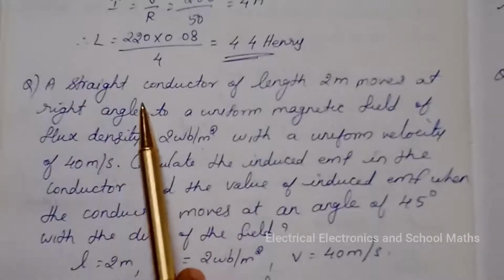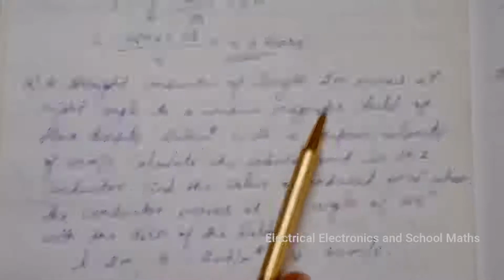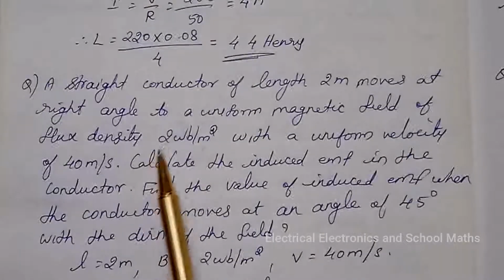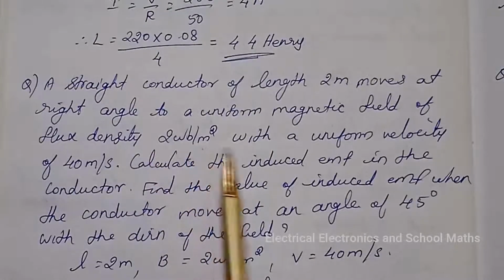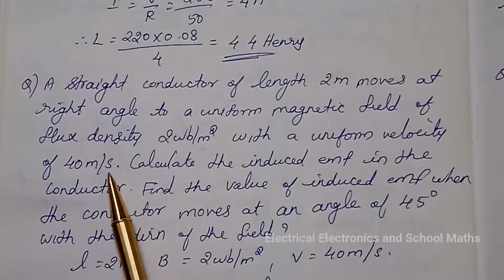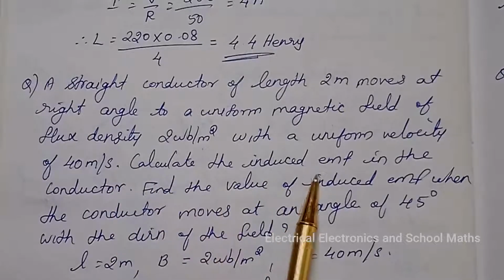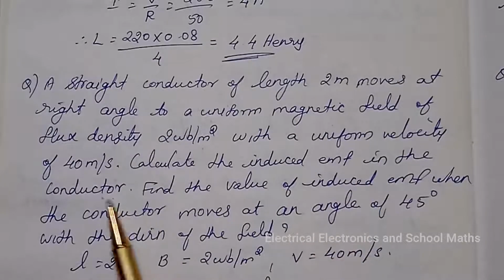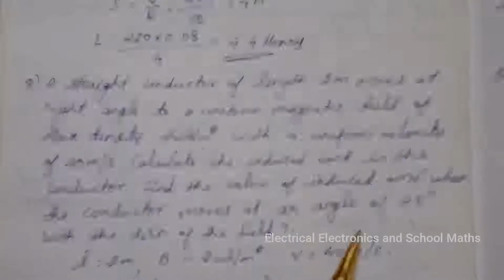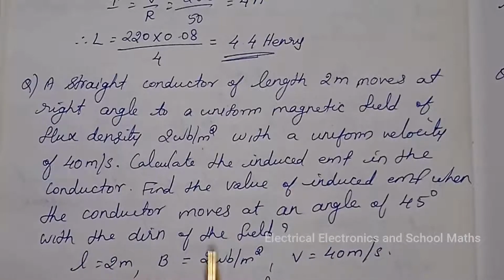Next problem. A straight conductor of length 2 meter moves at right angle to a uniform magnetic field of flux density 2 Weber per meter square with a uniform velocity of 40 meter per second. Calculate the induced EMF in the conductor. Find the value of induced EMF when the conductor moves at an angle of 45 degree with the direction of the field.